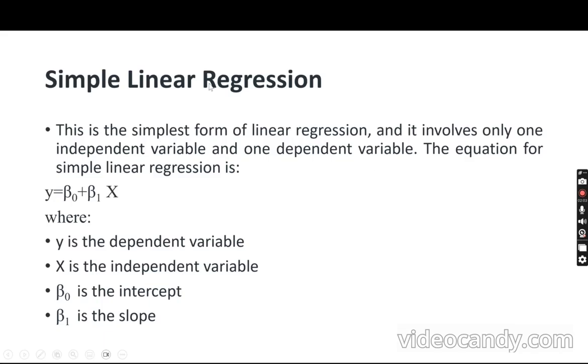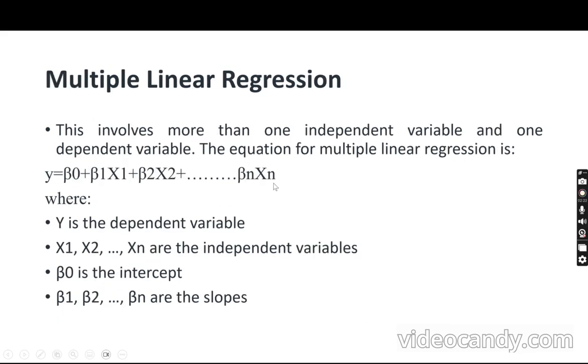The simple linear regression equation can be given by y = beta naught + beta 1 x, where y is the dependent variable and x is the independent variable. Beta naught is the intercept and beta 1 is the slope, and these are constants that can be determined from the graph.